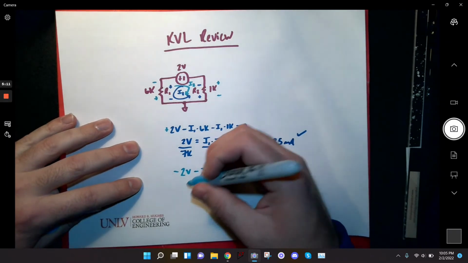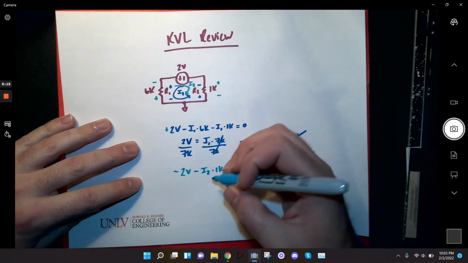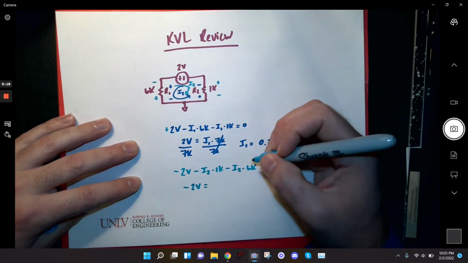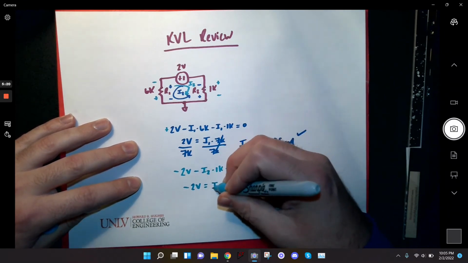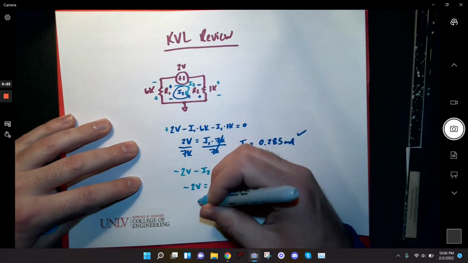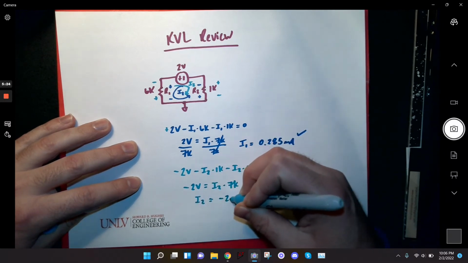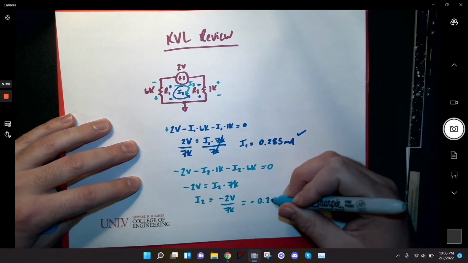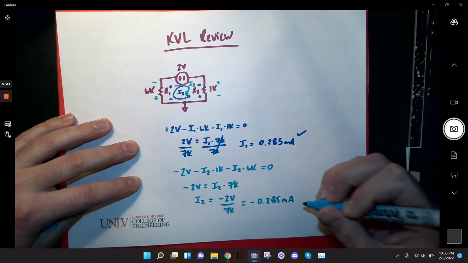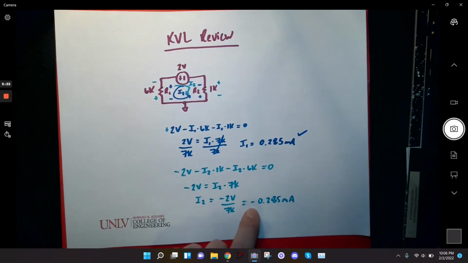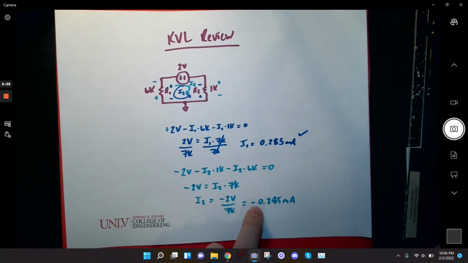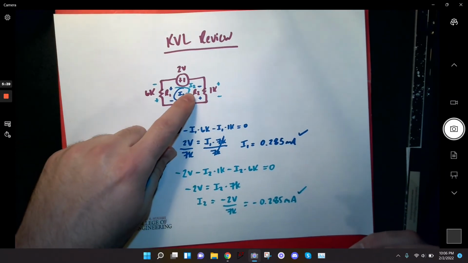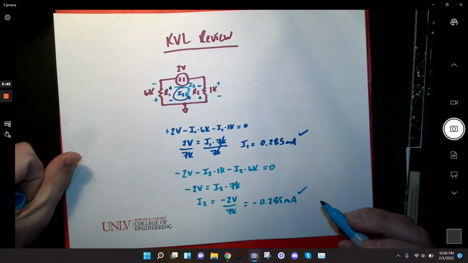Now I can do the same thing. Negative 2 volts is equal to, and then same thing, group the like terms and add it over to the other side, so I get I2 times 7K. And here I get that I2 is equal to negative 2 volts over 7K, which is equal to negative 0.285 milliamps, right? Well, this current of negative 0.285 milliamps basically tells me that the current is not flowing in the direction of I2, rather it's flowing in the direction of I1.